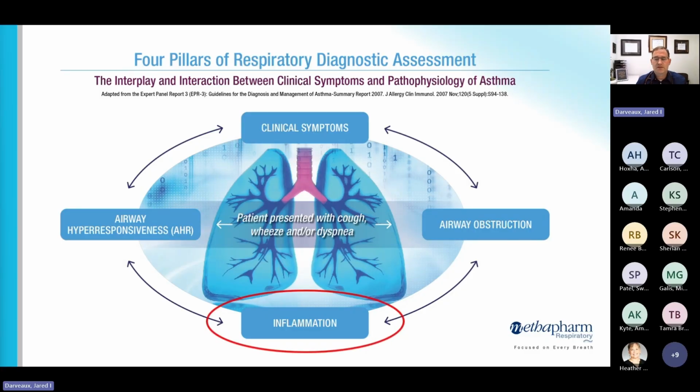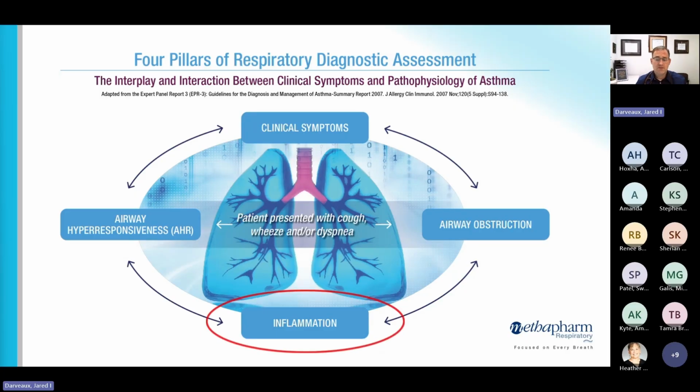The problem with asthma is that there's a variable presentation. They have different triggers, they have different symptoms, they have different severities and different responses to therapies. And so as providers, we want to have objective ways of measuring each one of these contributing factors. And so how do we do that?